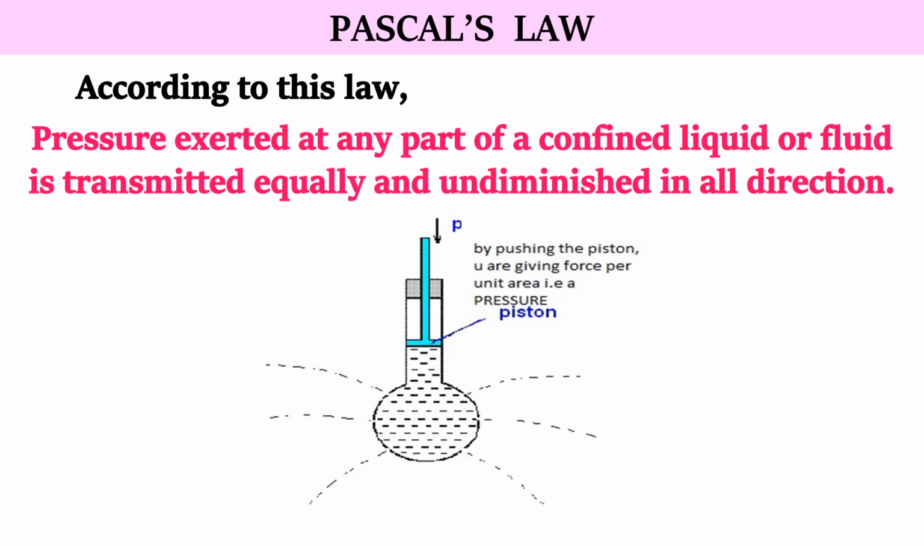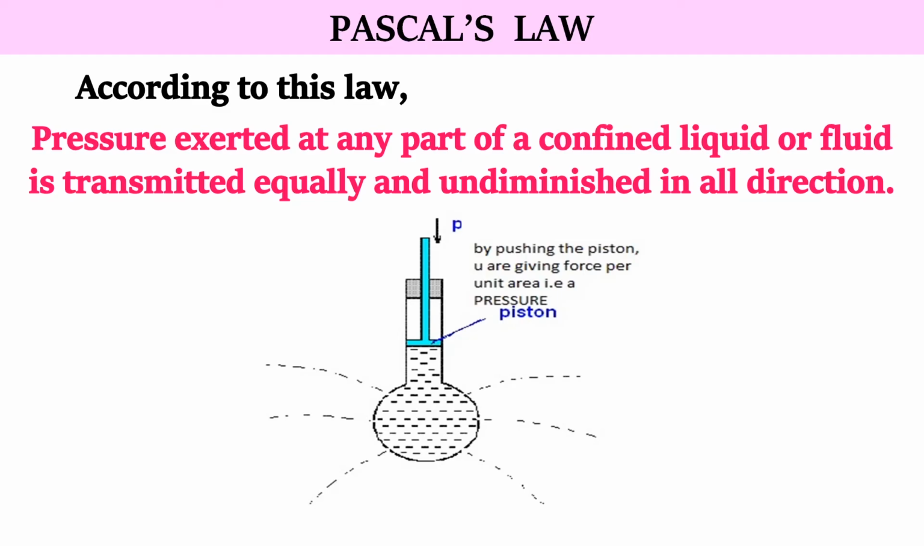When we are pushing the piston, we are actually exerting force per unit area. That is, we are exerting a pressure on the piston. And what will we observe? We will observe that water flows out of all the holes uniformly and with the same force.